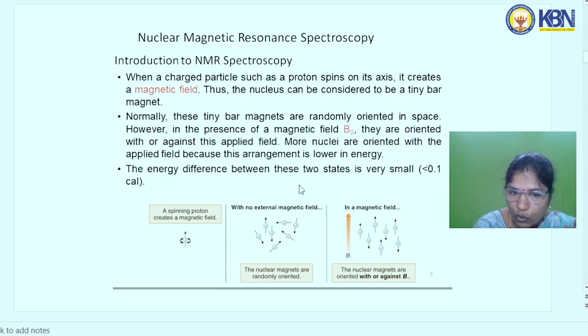More nuclei are oriented with the applied field because that arrangement is lower in energy. The energy difference between those two states is very small, less than 0.1 calories. This is the magnetic spin of the protons. They are randomly arranged in the field. When we apply the magnetic field, some proton nuclei are opposed and some are aligned with the applied magnetic field.